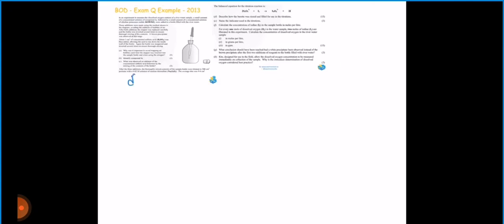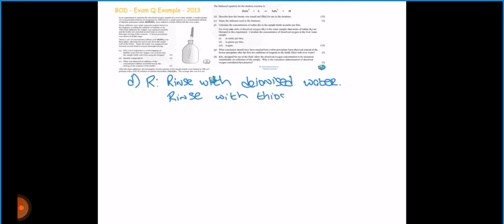So let's look at Part D now. Part D asks us, describe how the burette was rinsed and filled for use in the titrations. Now this is worth 15 marks, so you're going to need 5 points. So, how is it rinsed and filled? I would split this into 2 parts. So, the first part would be, how is it going to be rinsed? I would say, first, it must be rinsed with deionized water. Then, I would say it needs to be rinsed with the thiosulfate solution that we're using.